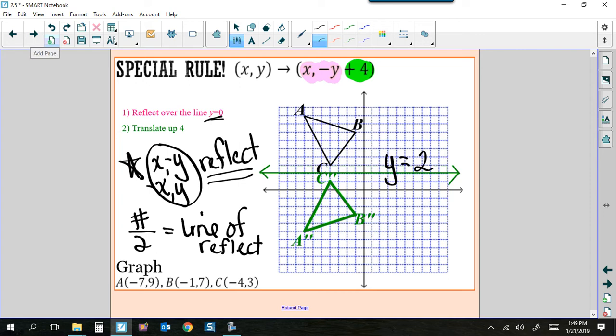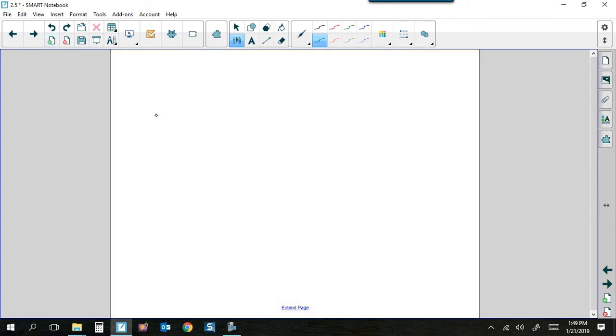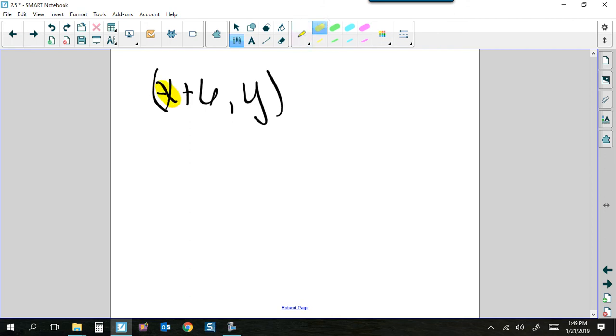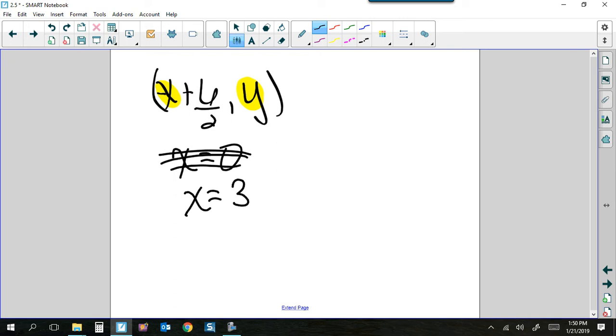Cool. So how do we do this every time then? And how do we recognize when to use a special trick? So again, when you can recognize that part of the composite transformation is a reflection. So right there, I know that that is a reflection over x equals 0, because negative x, y is the rule we taught you in lesson 2.3. Now, the number, if I divide it by 2, it actually becomes a reflection over x equals 3. That's the line you can actually reflect over in one step.